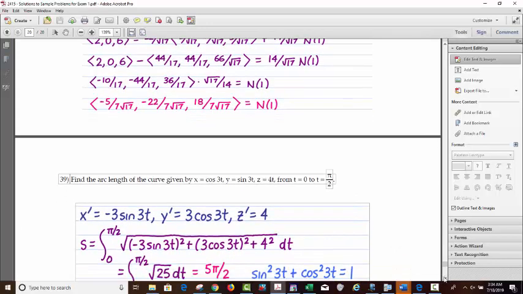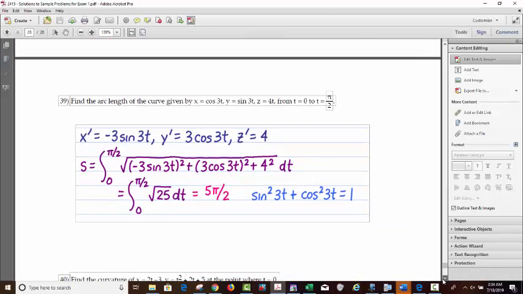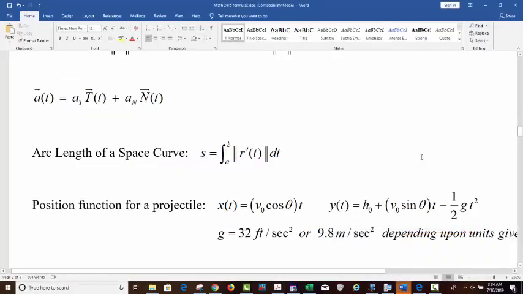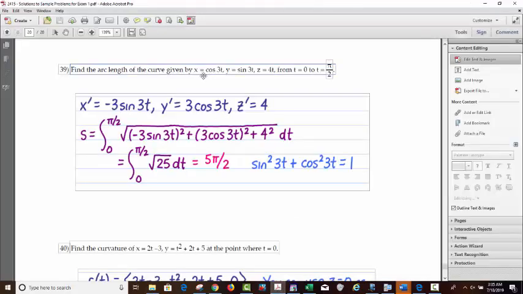Okay, arc length. You can use the numerical features of your graphing calculator to take care of this, but you just have to get it set up properly. The arc length formula is right there. It's just the integral from a to b of the magnitude of r prime. So don't forget the chain rule. The derivative of cosine of 3t is negative 3 sine of 3t. The derivative of sine of 3t will be 3 cos 3t, all because of the chain rule. And the derivative of z will just be 4. So you put this under a radical.